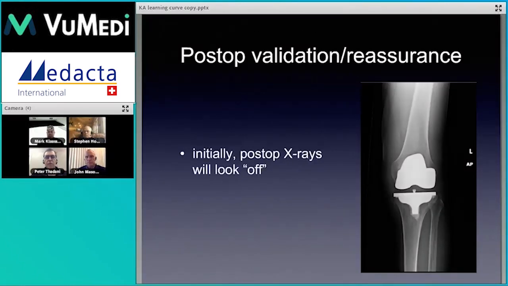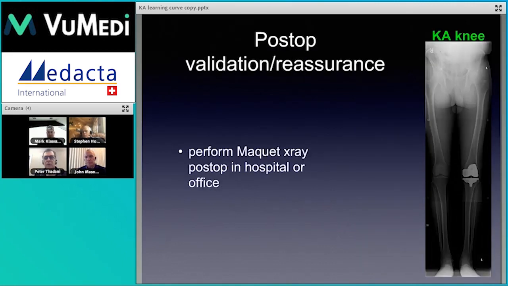I mentioned before postoperative validation and reassurance. This is a postoperative X-ray of a kinematically aligned knee that I did, and one of my colleagues might look at this knee and say, "Oh boy, Pete had a bad day. He wasn't seeing straight. He didn't get those cuts right, and that knee looks a little bit wonky." Initially, your X-rays are going to look a little bit off. They look markedly different than your mechanically aligned total knee X-rays. But what was helpful for me was then doing the McKay X-ray.